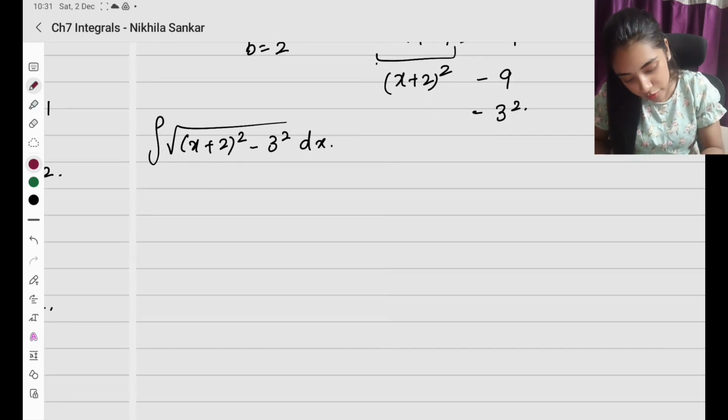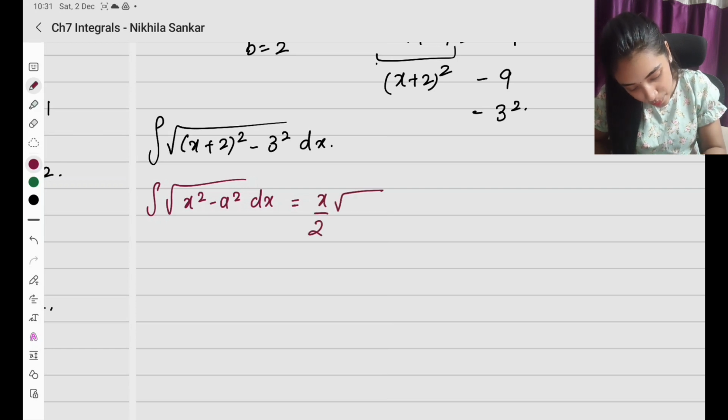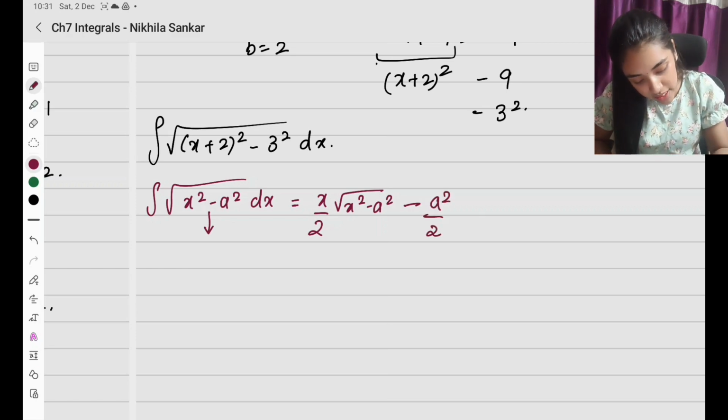What is the formula? Always write the formula. Repeatedly write it, then you won't make mistakes. Times dx is going to be first x by 2 times square root of x square minus a square, minus. Here there is a minus. Only for this one formula, minus comes. Minus a square by 2 log mod x plus square root of x square minus a square plus c.